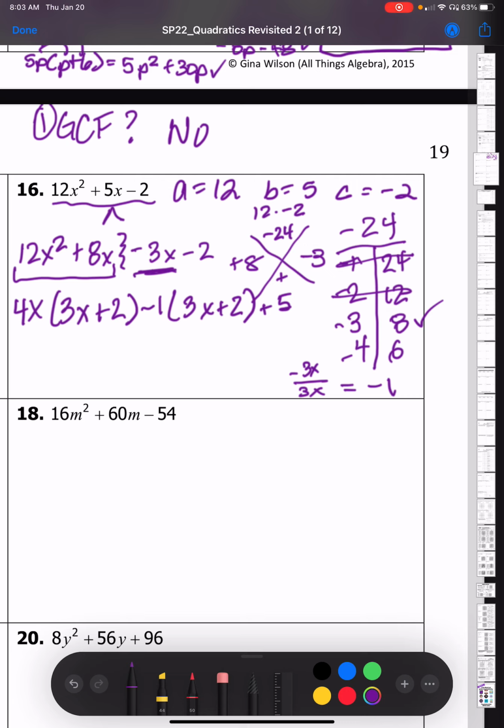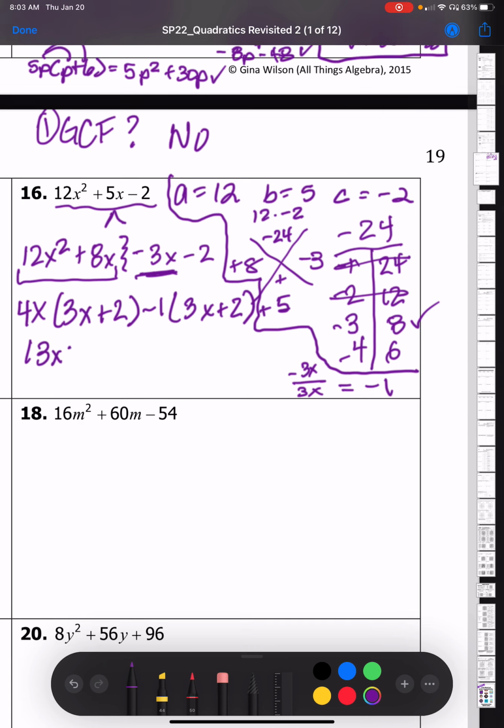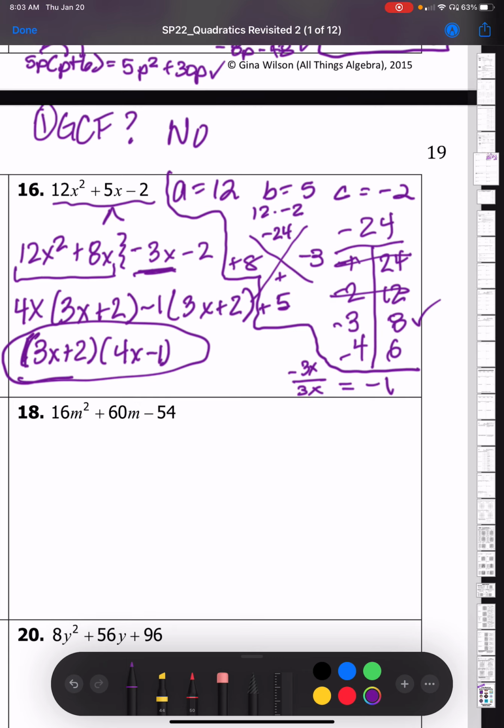So now, I'm just trying to clean this up so that we can keep our stuff together. Now we have our common binomial factor, 3x plus 2. And then what we're multiplying it by on each side, 4x minus 1. And those are our factors. Can we check that? Absolutely.